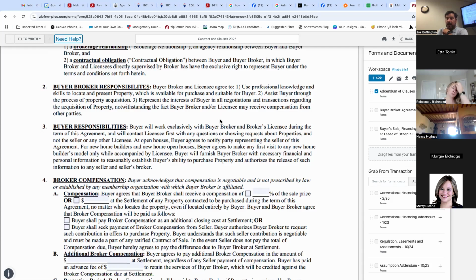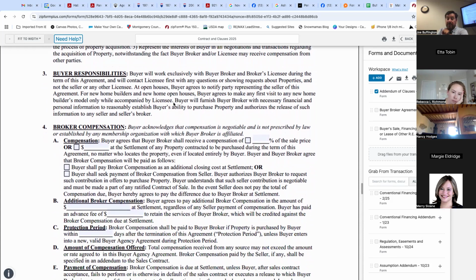It's a little limited, right? Use professional knowledge, assist the buyer through the process of acquisition, and represent their interests. Buyer's responsibility: they work exclusively with the buyer broker during the term of this agreement and will contact the buyer broker if they want to look at any properties. They'll notify open houses that the buyer broker is representing them. For new homes, same thing: the buyer agrees to make any first visits to any new home builder model only when accompanied by a licensee, right?